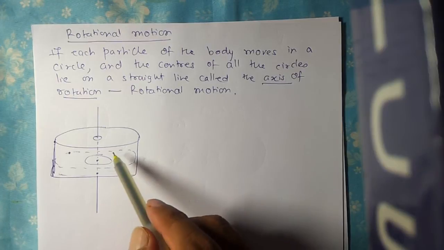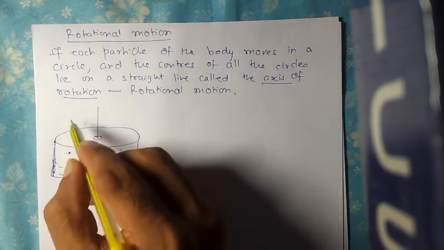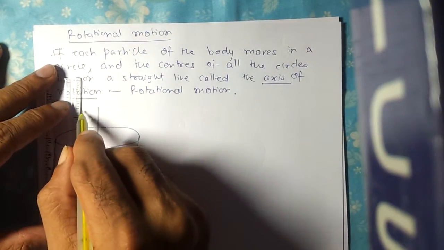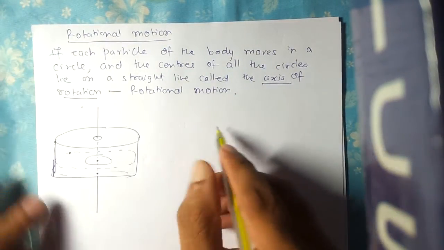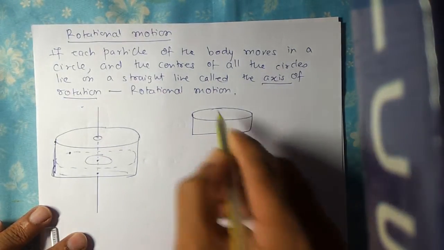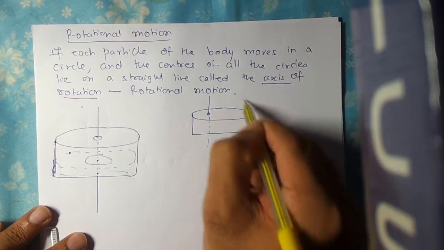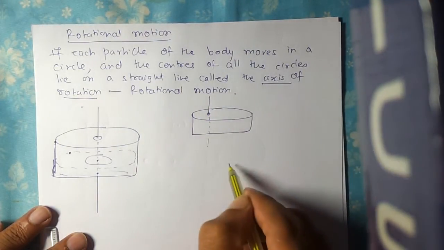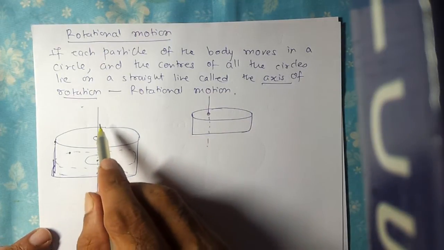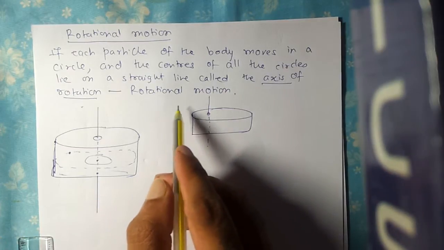The other point to note over here is that this axis of rotation need not be in the center. It could be off, it could be over here as well. For example, let me draw another diagram. Let's say this is an object and the axis could be this, so it's performing a rotational motion around this. So the axis of rotation can be anywhere: it could be passing through the geometric center, or may not be passing. So that is what rotational motion is.